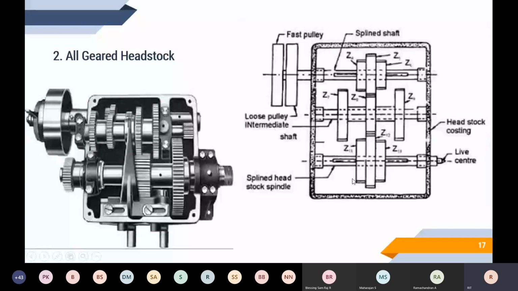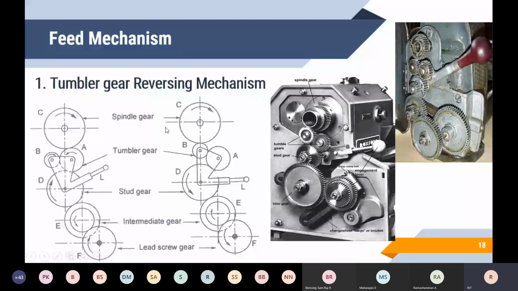And the next mechanism is the feed mechanism. Generally the feed mechanism is the most important. It's purely connected with the carriage and headstock. Normally the feed is the movement of the tool relative to the work. The feed mechanism is used to transmit power from the spindle to the carriage. It converts the rotary motion of the spindle into the linear motion of the carriage. That is the most important thing.